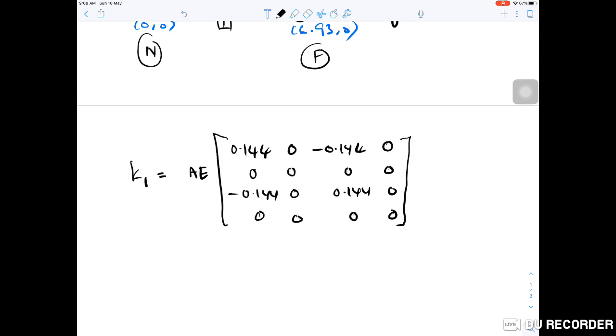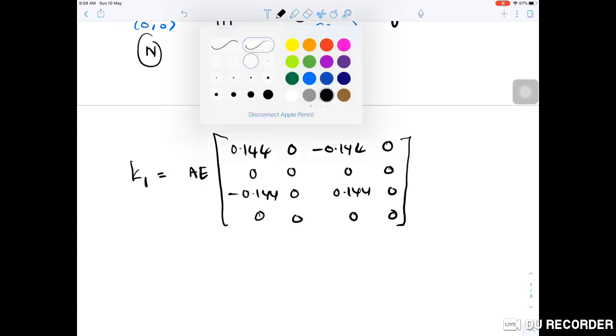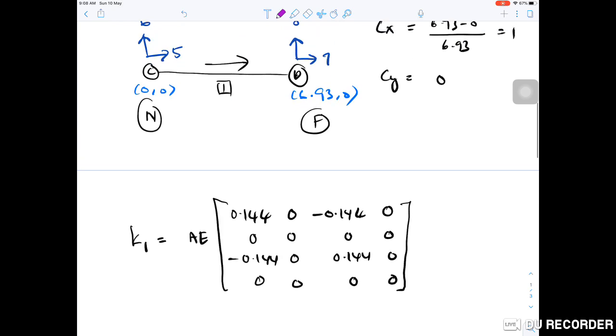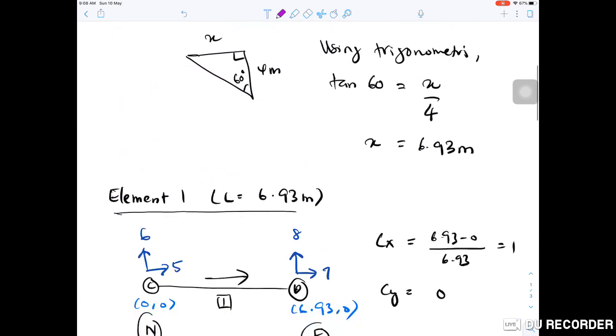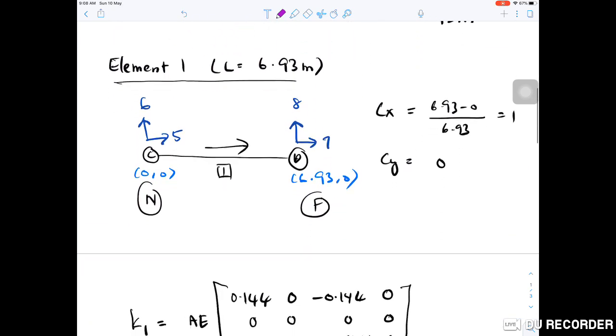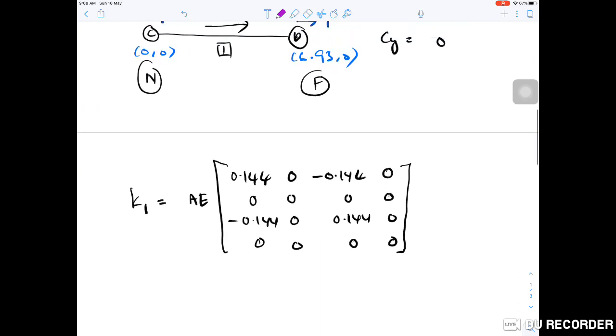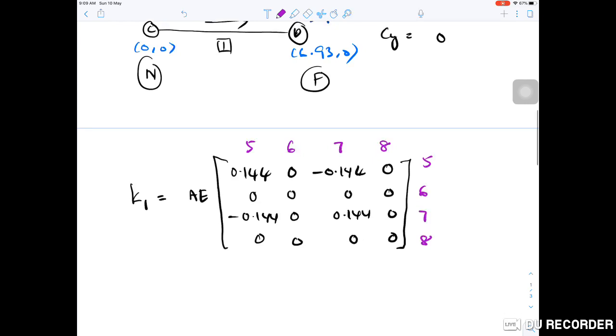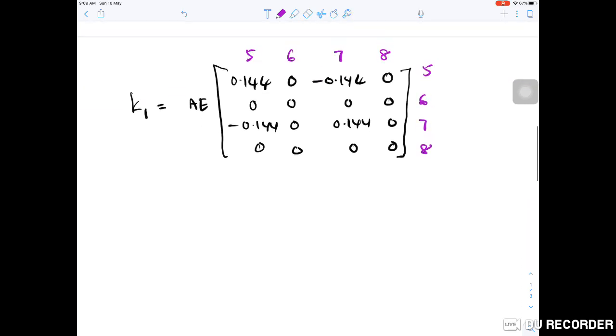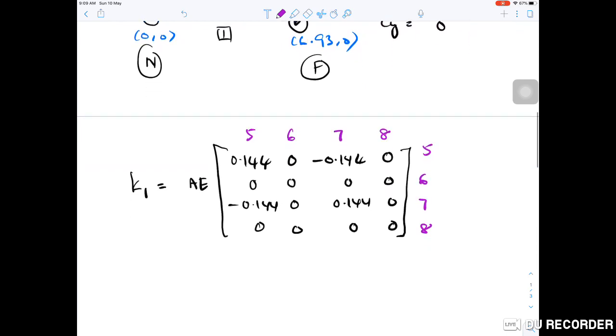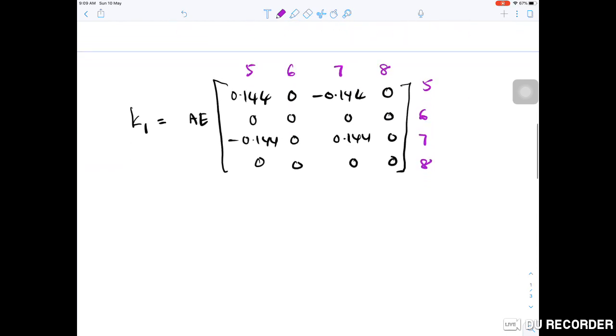Okay, what is most important is that I need to label. I have to label from near to far. It is 5, 6, 7 and 8. So I am now finishing K1. Okay, I want to move to K2.